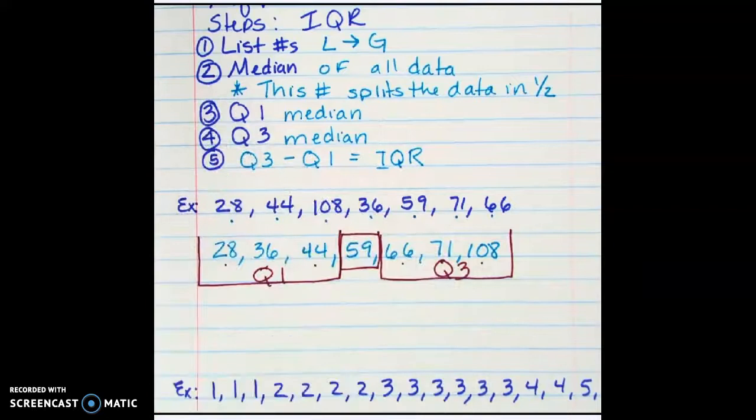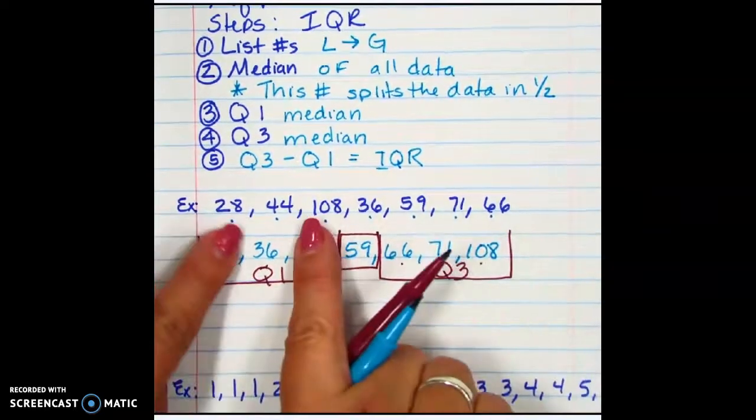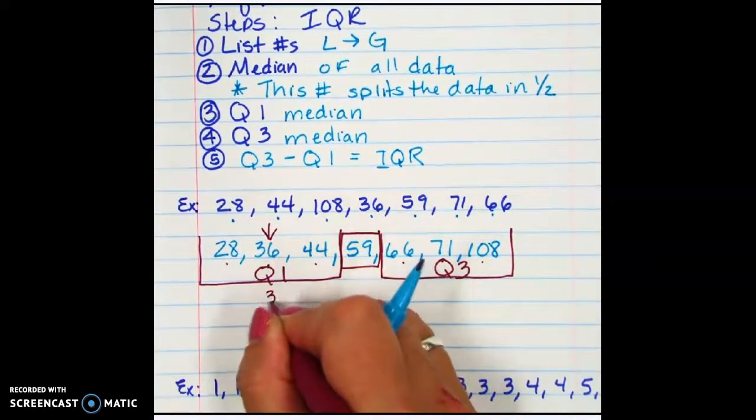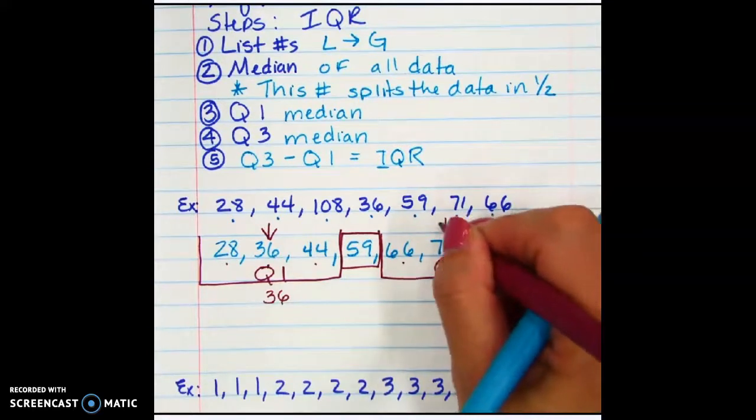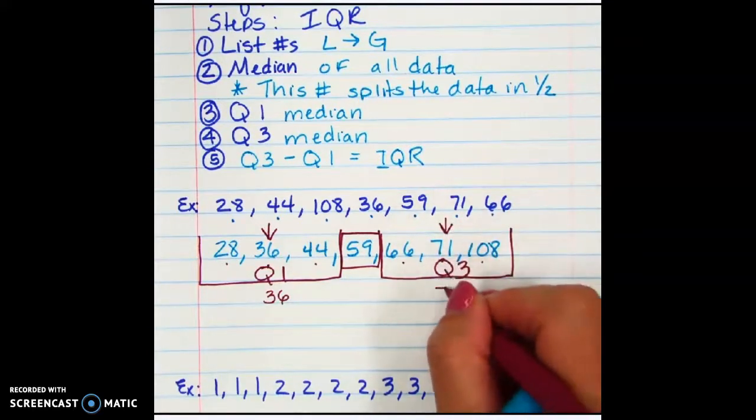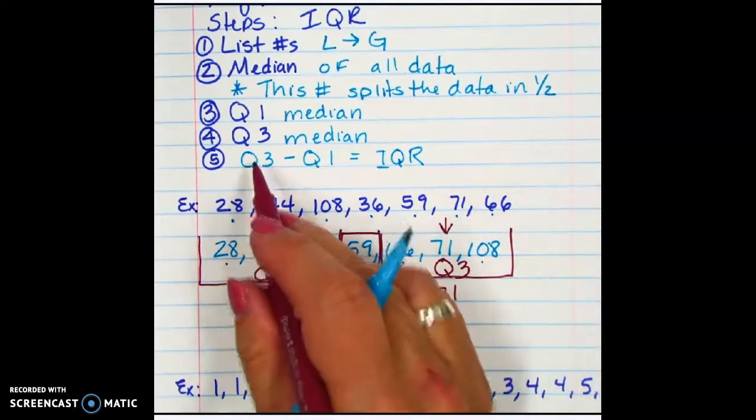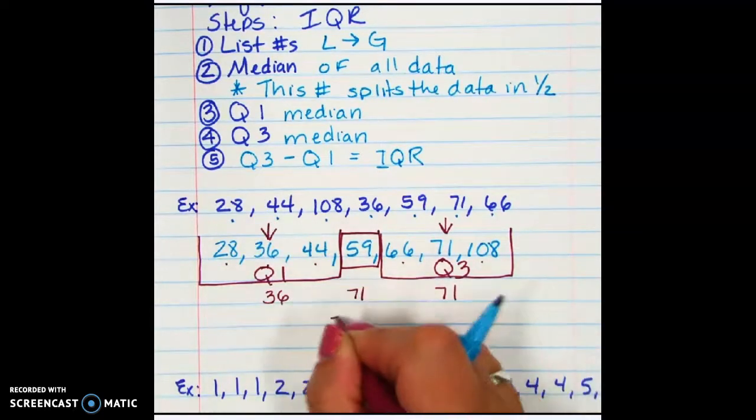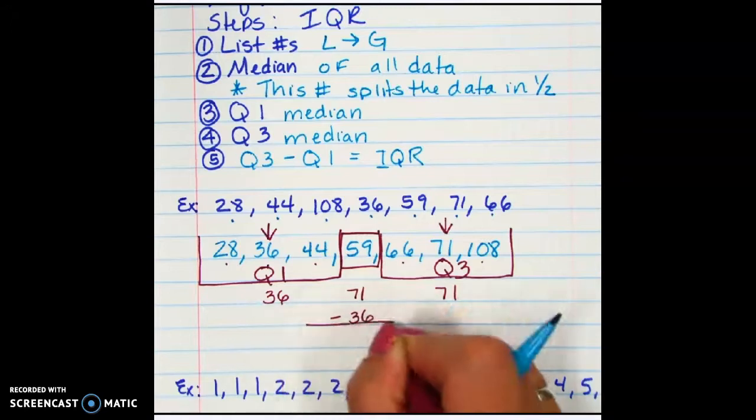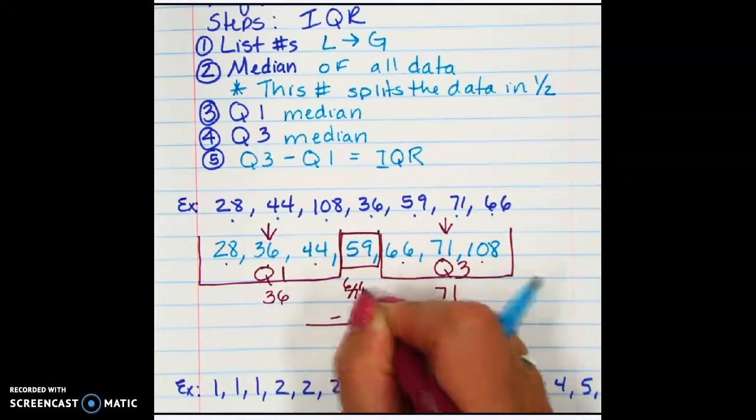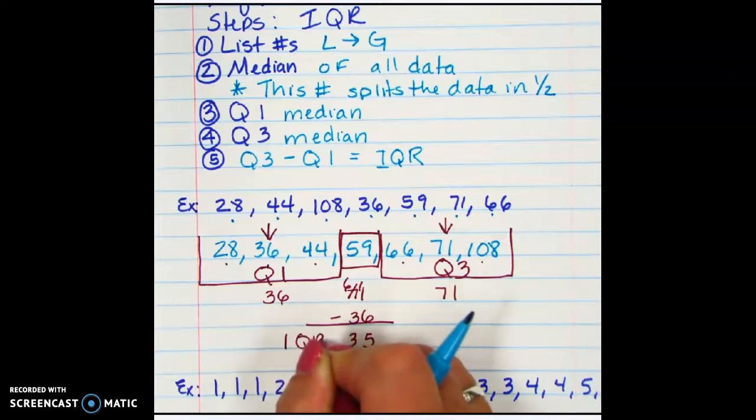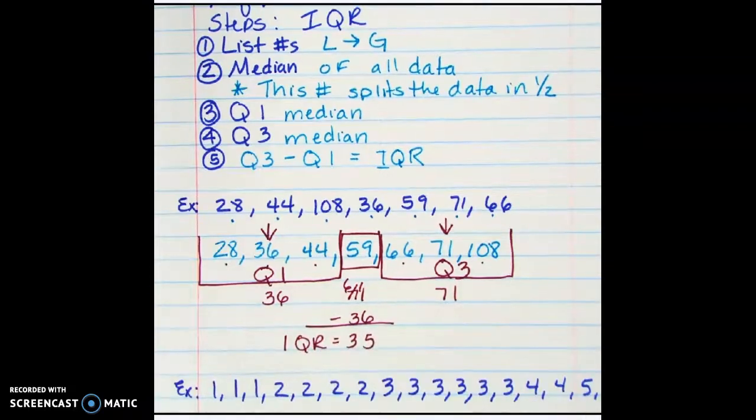Now we go to step 3. What is the median of quartile 1? Well, the number in the center is 36. That's my median here. And my number in the center of quartile 3 is 71. So now I just have to subtract 71 minus 36. So my IQR is 35.